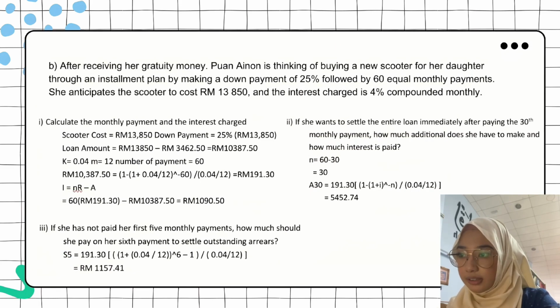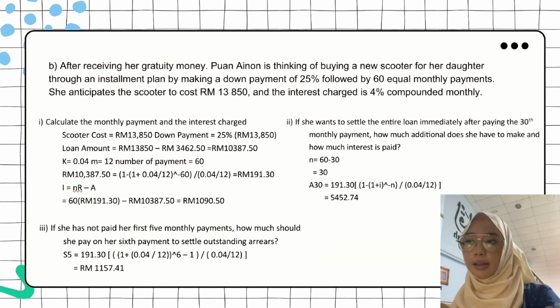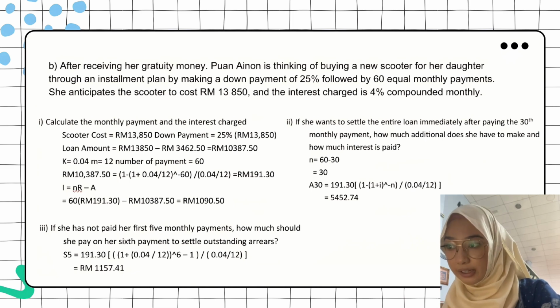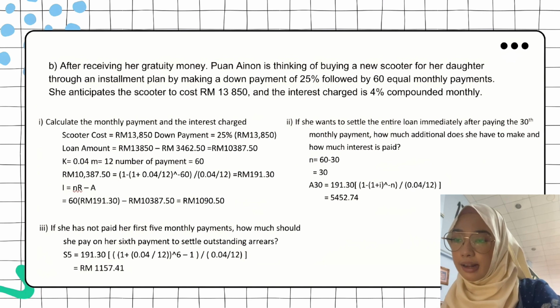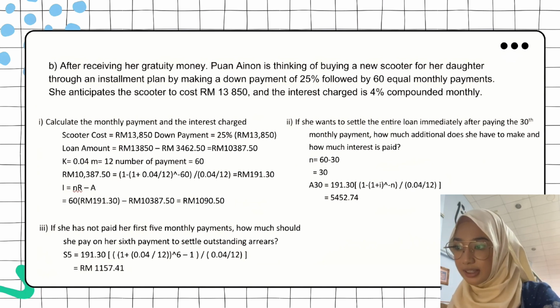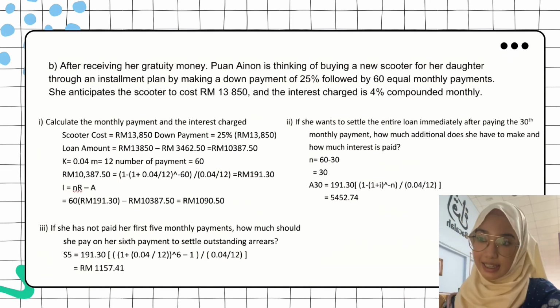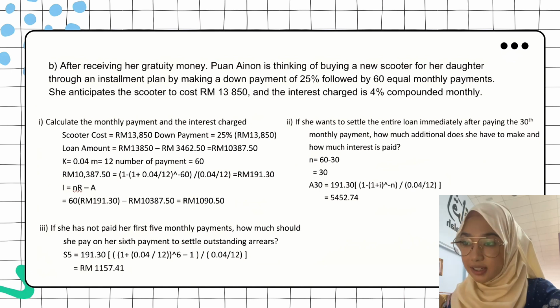After receiving her gratuity money, Ayam is thinking of buying a new scooter for her daughter through an installment plan by making a down payment of 25% followed by 60 equal monthly payments. She anticipates the scooter to cost RM13,850 and the interest charge is 4% compounded monthly. Okay, then the question is, calculate the monthly payment and the interest charge.